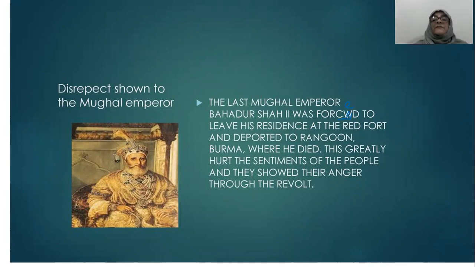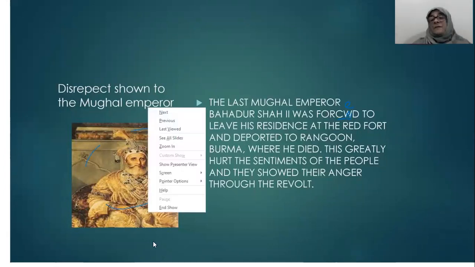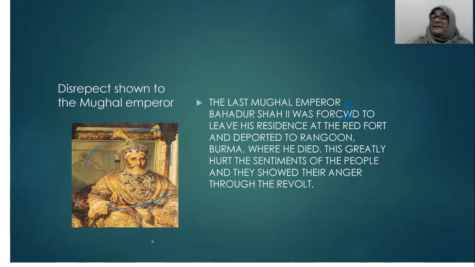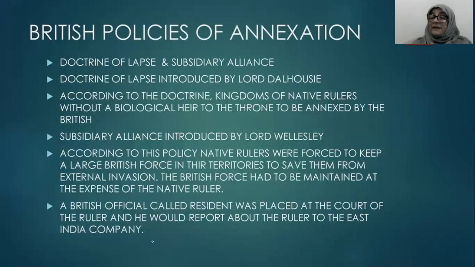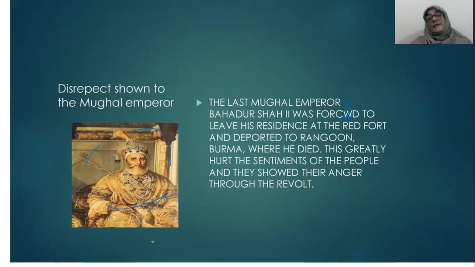Forced to leave his residence at the Red Fort and deported to Rangoon, Burma, where he died. Now, something that belonged to him was taken away from him and he was asked to leave, and then he died. This greatly hurt the sentiments of the people and they showed their anger through the revolt. They were continuously suppressing the anger. Now, the doctrine of lapse was happening, subsidiary alliances were there, and then they showed disrespect to the Mughal.